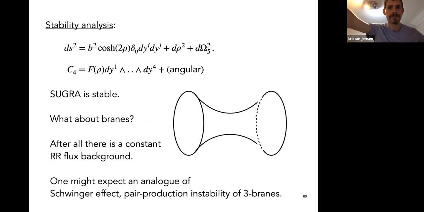What about branes? You might wonder if there is a probability of nucleating branes in this setting. After all, there's a constant Ramond-Ramond flux background. So you might wonder if there's an analog of the Schwinger effect, whereby brane-anti-brane pairs nucleate in this geometry, since they're immersed in some flux.